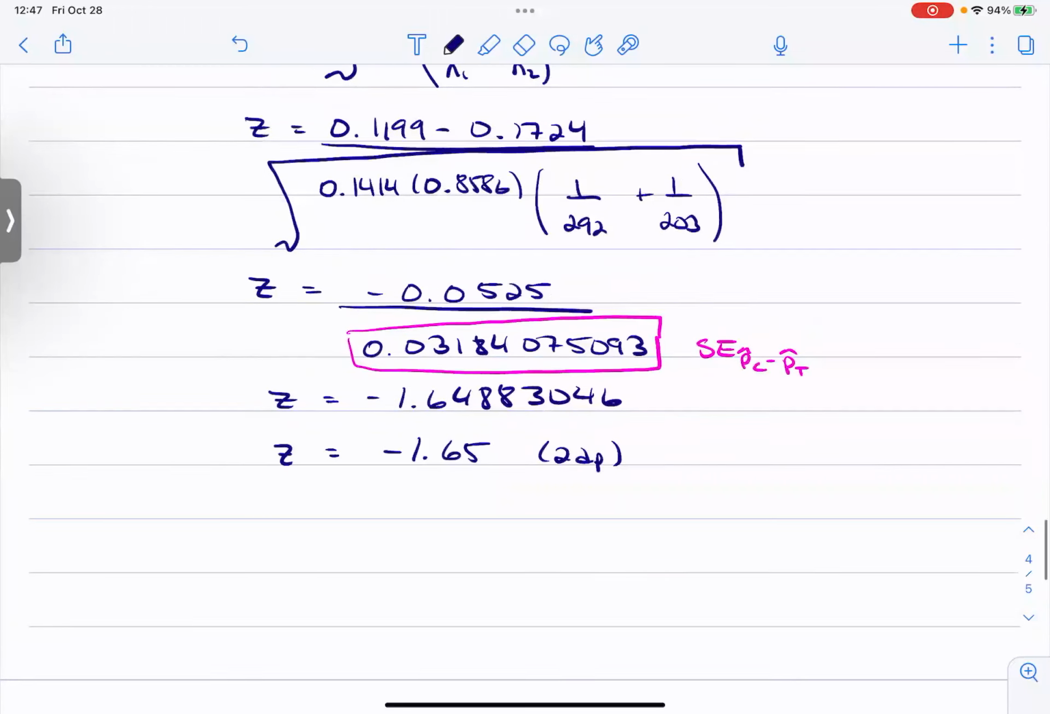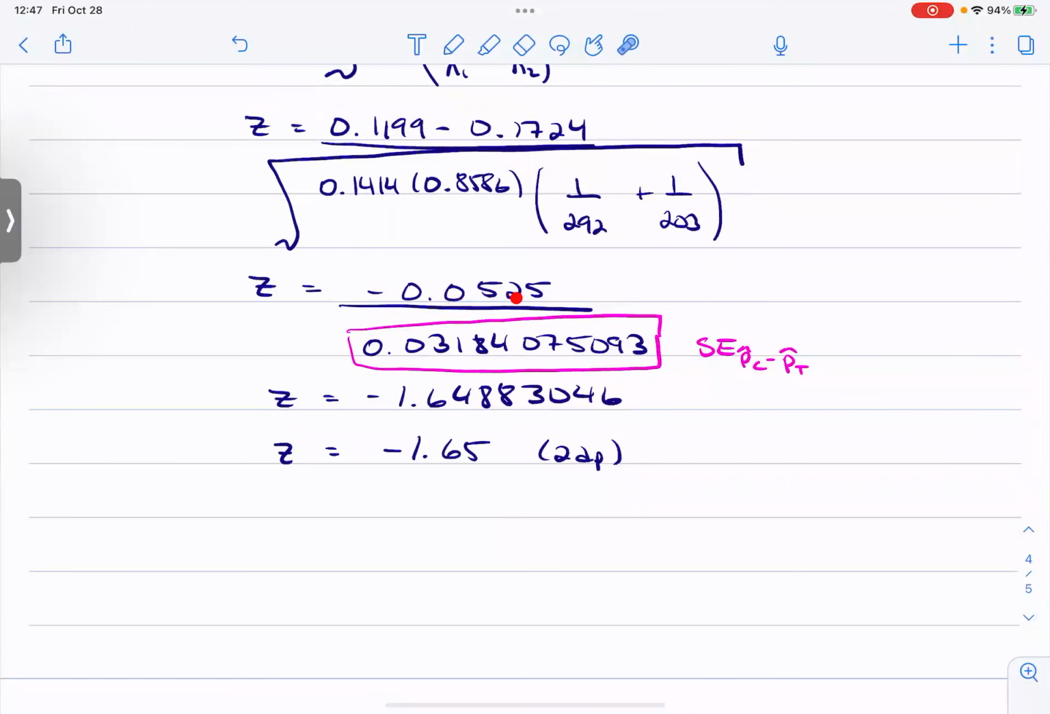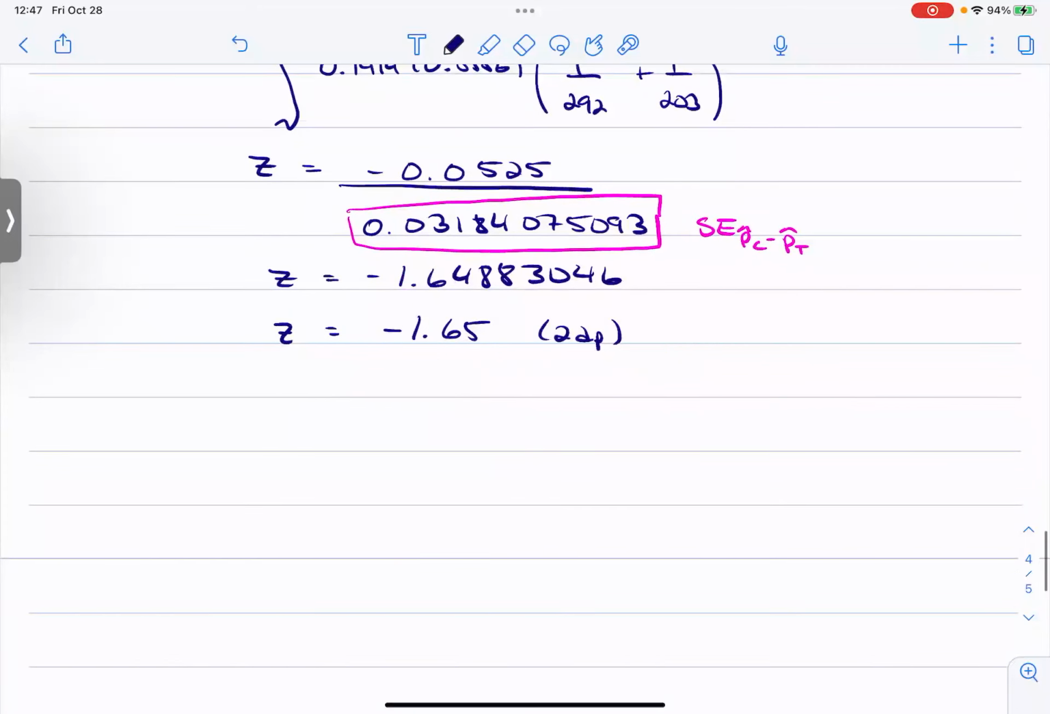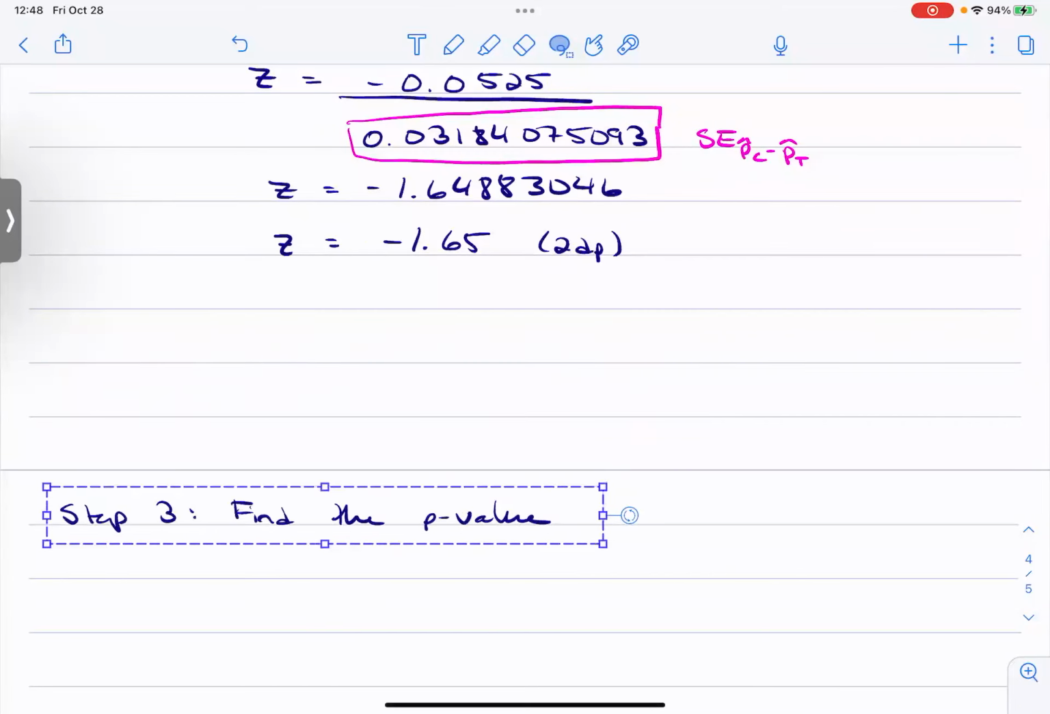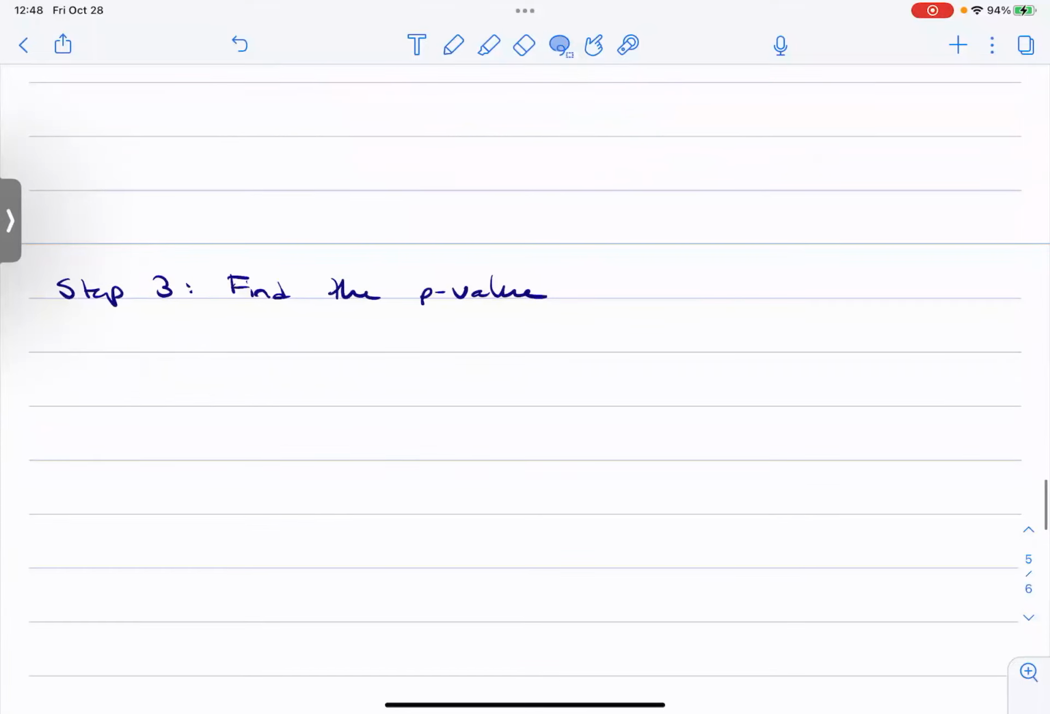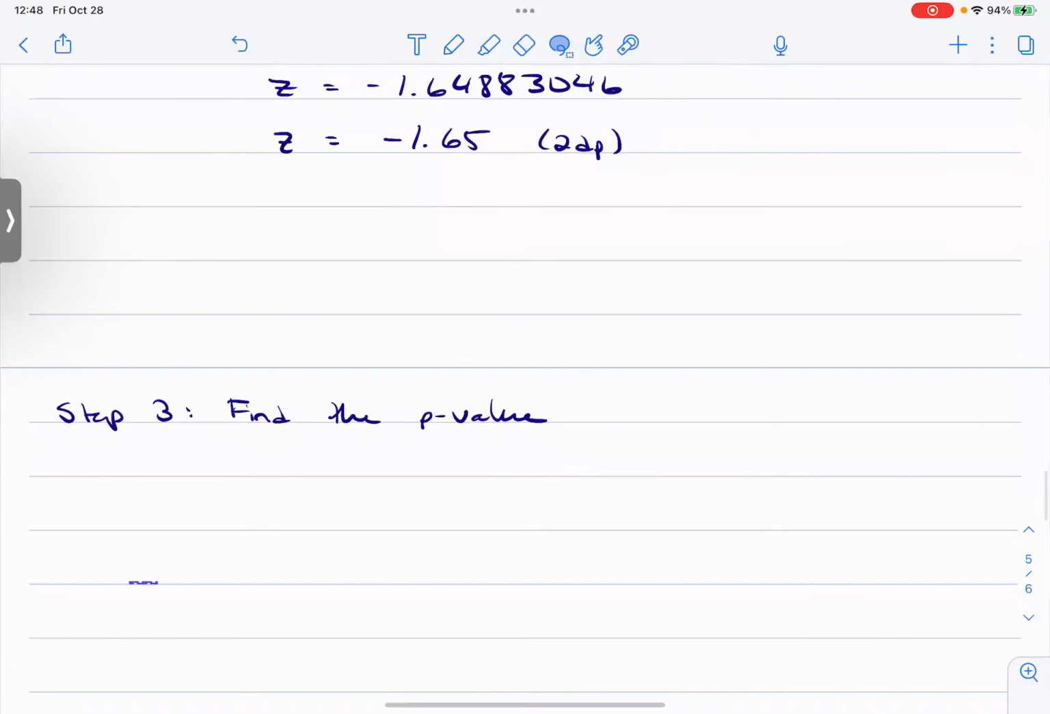Which says that the difference of negative 0.0525 is 1.65 standard errors below 0. And so now we need to find the p-value. So step 3, find the p-value.